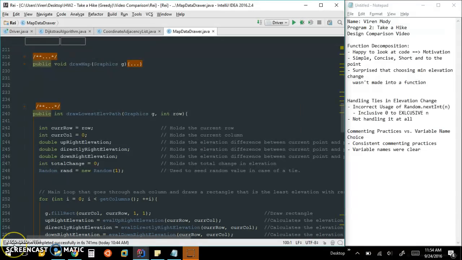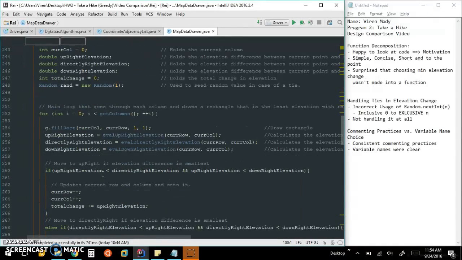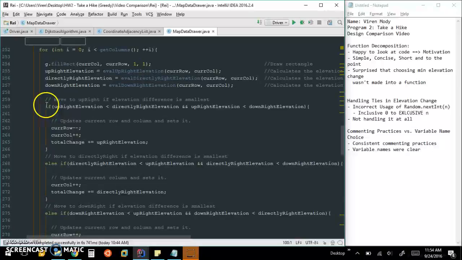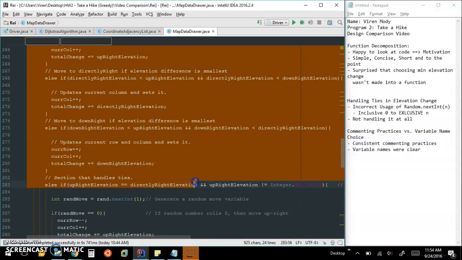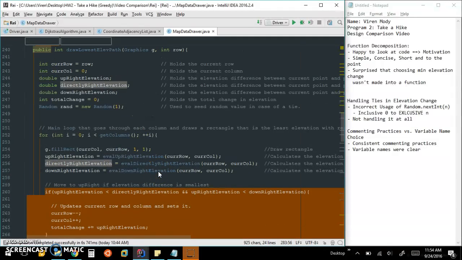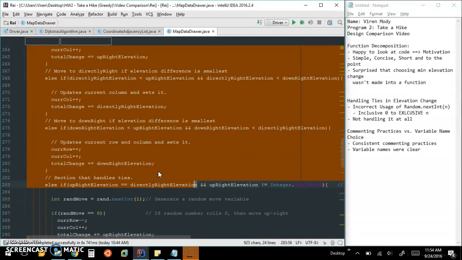So that got me thinking that Ray probably handled every task and put them into smaller functions. The thing that caught me by surprise was that when it came time to comparing which was the minimum elevation, Ray did that all within the draw the lowest elevation path. So I thought Ray would have put that into a separate function.